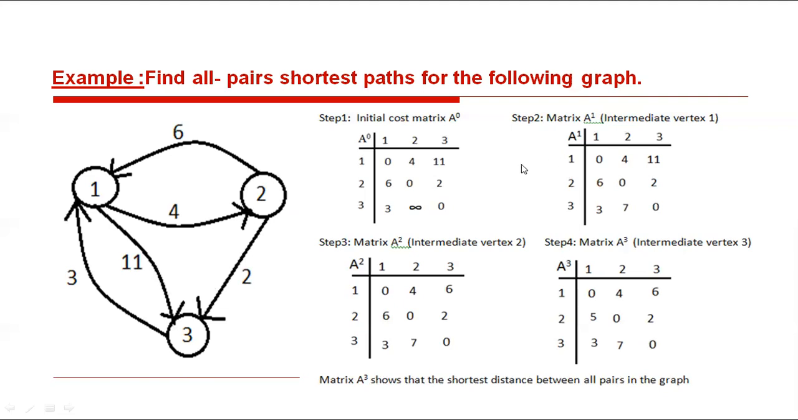A1. So 2 edges. For example, here A1 1 to 1 is 0. Take 2 edges. Listen, all of you. So in this graph, the first one is 1 to 1.